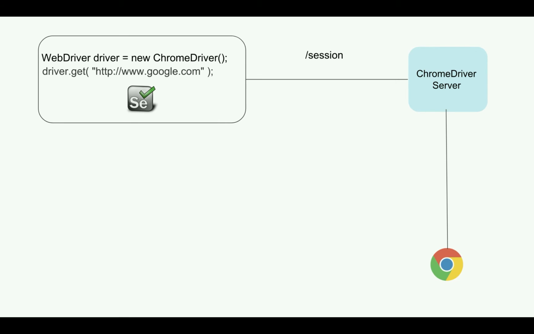Now the next line is to get Google loaded on it. For this, it will construct the equivalent URI, and it will consider the payload JSON. This will be a simple JSON, where the parameter will be the URL, with Google. And then the Chrome driver communicates to DevTools to load this.